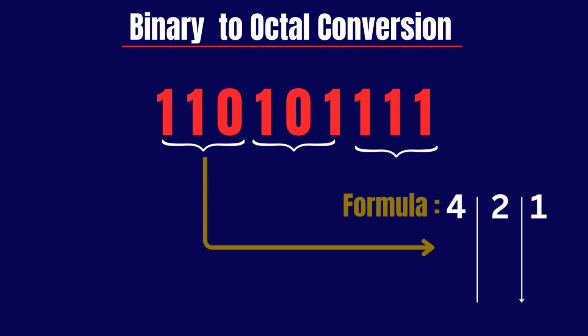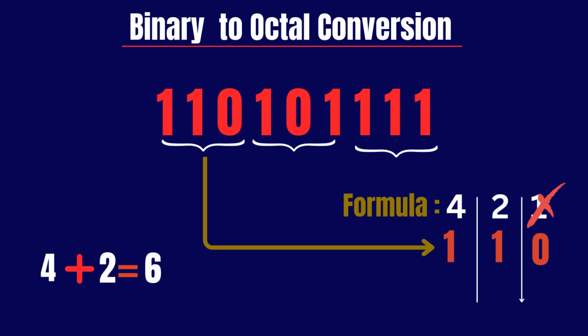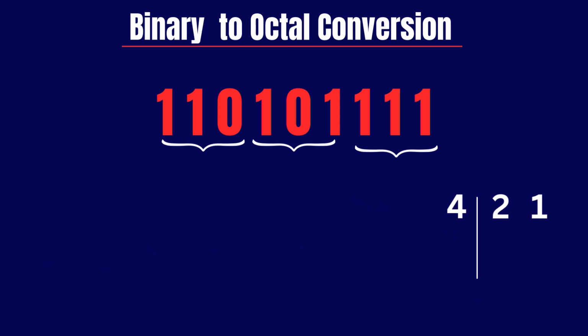Again split a 3-digit segment. Then put it under the formula. Adding them up where it's 1. 0 would be ignored. The octal digit of this segment is 6. So the octal number of this binary code is 657.